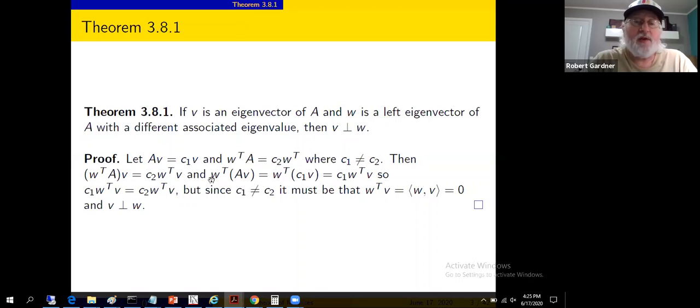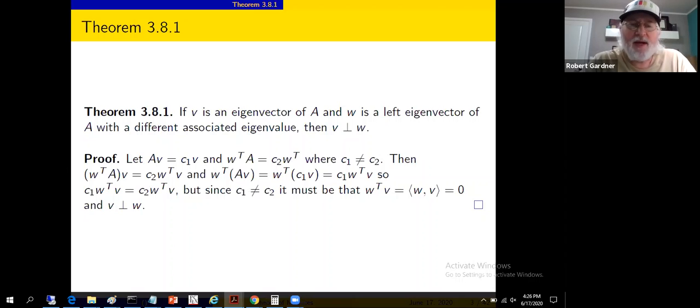All right, so we've got the corresponding eigenvalues, C1 and C2, different. So we've hypothesized that C1 and C2 are not equal. Okay, let's take W transpose A, this quantity. Let's multiply by vector V on the right on both sides of this equation. So that will give us W transpose A times vector V equals C sub 2 W transpose times vector V.